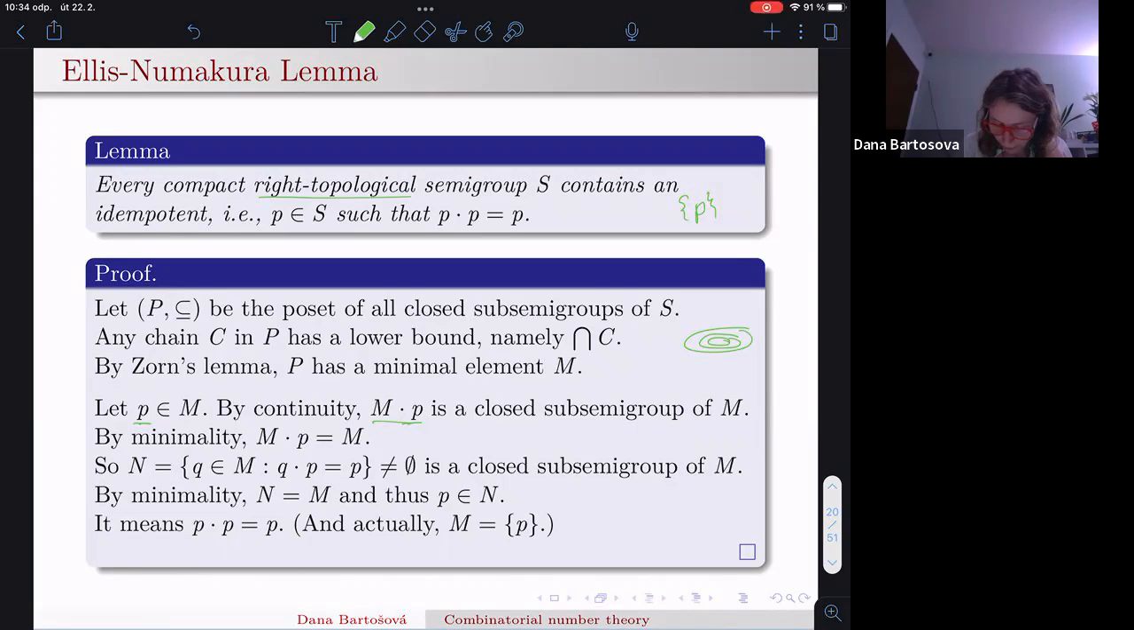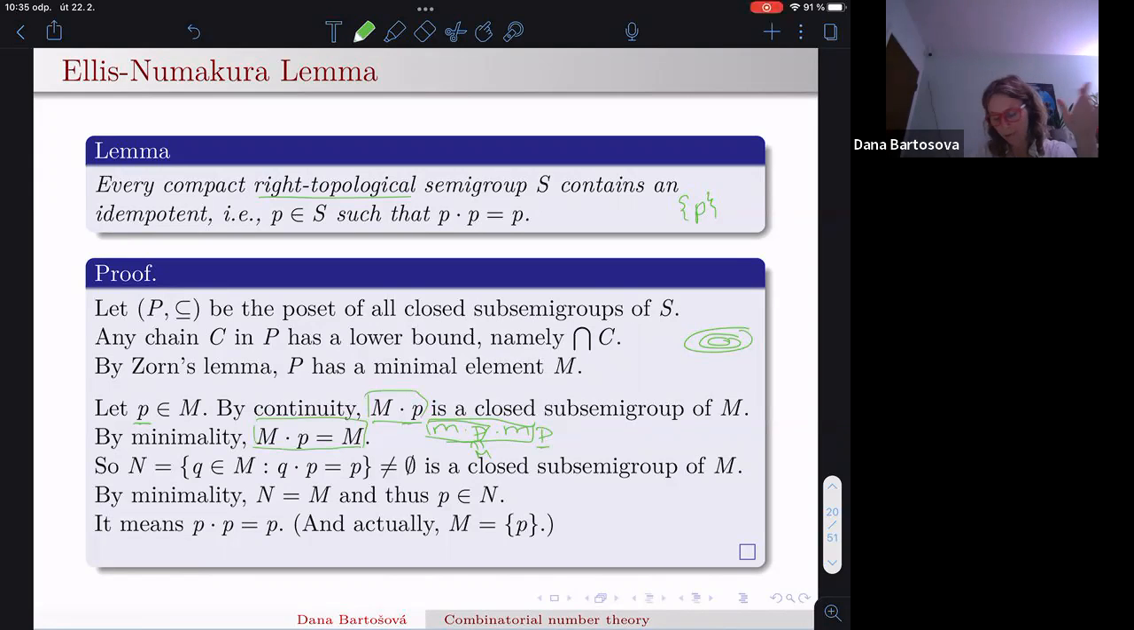Why is it so? Well, if I have anything in M times P, then it is of the form N times P. So if I am multiplying with something else, this is M prime times P. Well, but P is from M, and M is a subsemigroup, so this is from M, and therefore this is from M. So I again have an element that is from M times P. So I'm inside of here. So this is a subsemigroup of M, but M was minimal, so it has to be M itself. Okay, so we have employed continuity and minimality, and we're going to do it again.